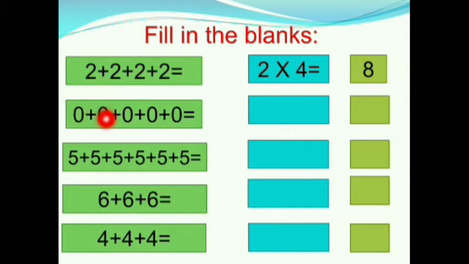See the next question. 0 plus 0 plus 0 plus 0 plus 0. 0 is repeated 5 times. So we will write 0 into 5. What is 0 into 5? 0 multiplied by 5 is equal to 0 only. Because when any number is multiplied by 0, the product is always 0.